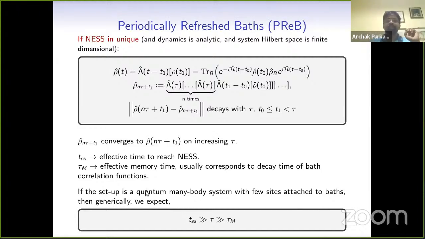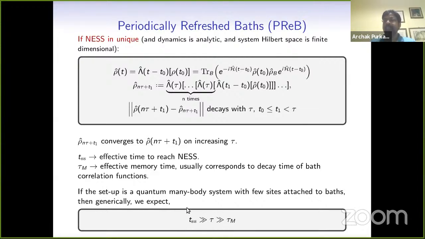However, this effective memory time, you can estimate it just from the bath properties. These two things are very different. If you have an extended system with a few sites coupled to a bath, these two things will typically have a very large scale separation, and then with some in-between time scale we can converge this thing. The important point to note is that tau is much smaller than TSS.